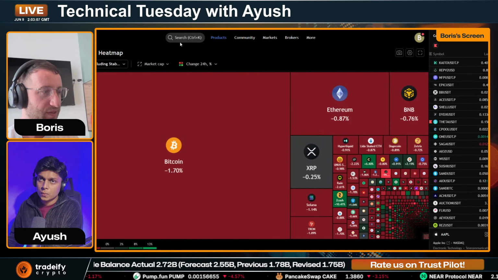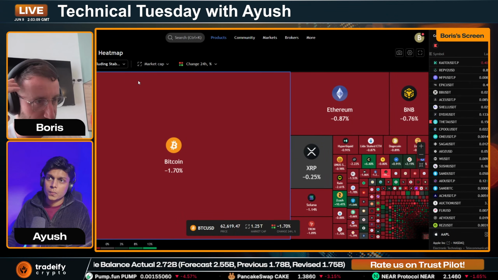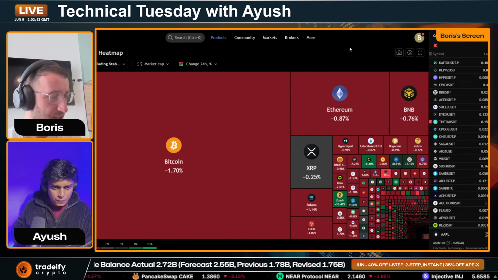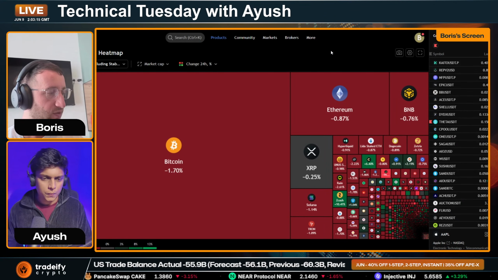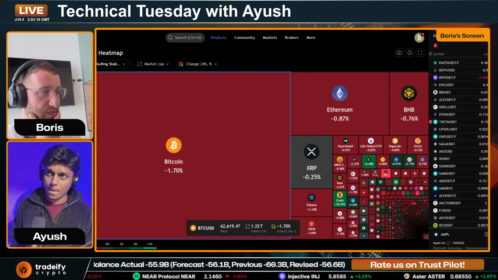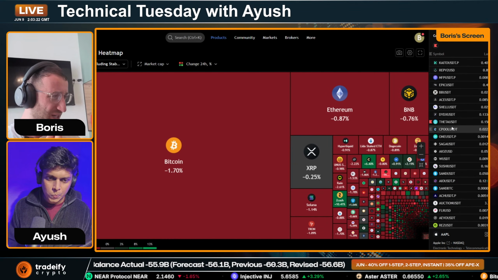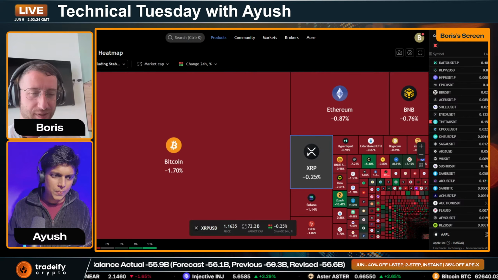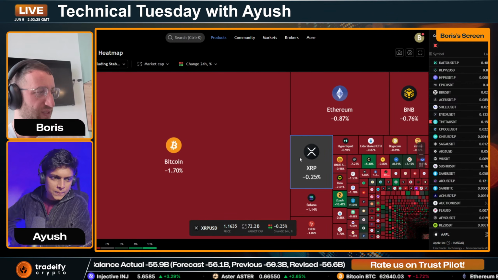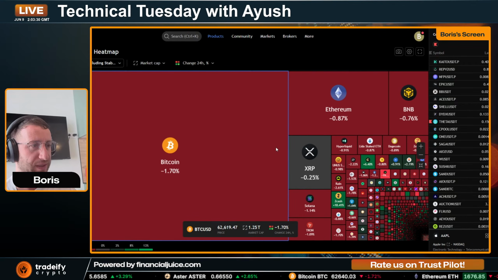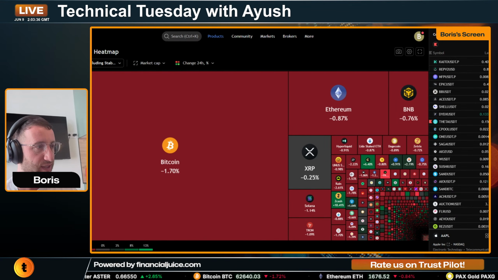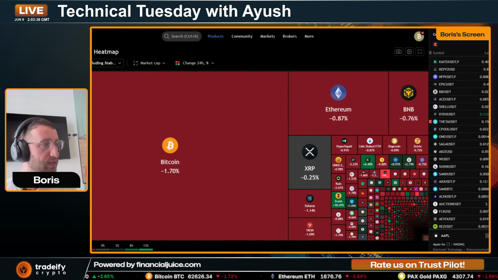So I'll go to the heat map, because this includes the top 100 coins and gives a better picture of what's happening in the overall market. We are getting a bit of a pullback in Bitcoin, down 1.7%. Ethereum's down less than 1%. BNB is down less than 1%. XRP only has like a 0.25% loss. So really, the way I'm viewing this is we're having a bit of a retrace after Sunday's rally.